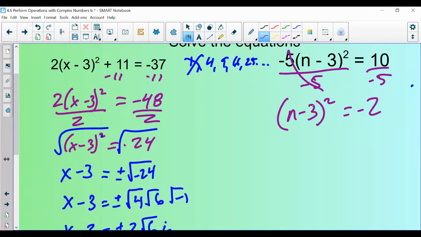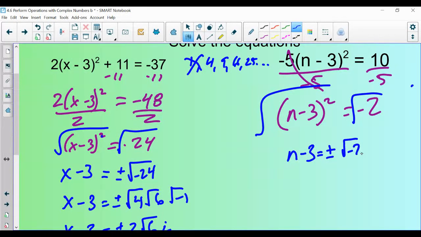Now I have the thing that's being squared by itself, so I'm going to take the square root of both sides. The square root and the square cancel each other out, so we would have n minus 3 is equal to plus or minus the square root of negative 2. Now the square root of negative 2 doesn't have any perfect square factors, but it still does have that negative 1 that we need to peel out because we have a negative underneath our root. So it would look like n minus 3 is equal to plus or minus the square root of 2 and the square root of 1. Remember, these things multiply to negative 2, so that is a legal move.